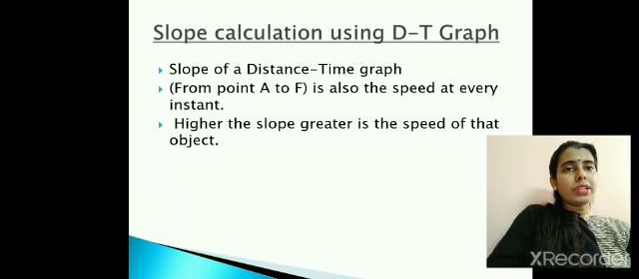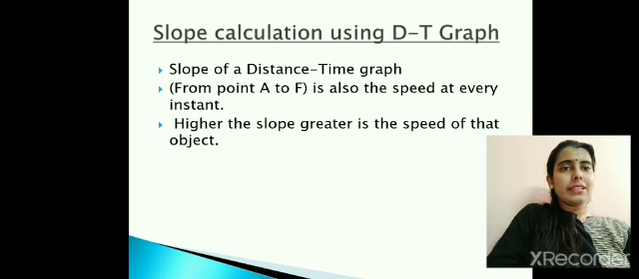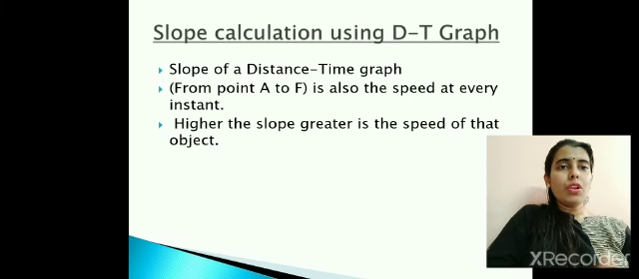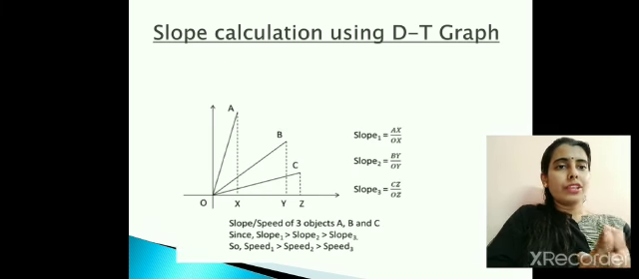Now how to do the calculation of slope? Slope of the graph: higher is the slope, greater is the speed. So how to do this calculation? Simply divide distance by time. The formula for speed is distance divided by time. So here also in the graph you need to take the value of the distance travelled in whatever amount of time, and the slope can be calculated.